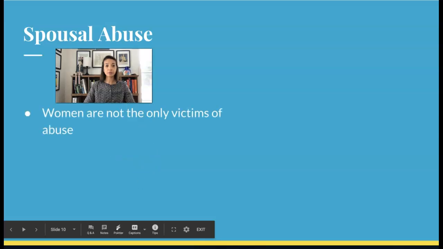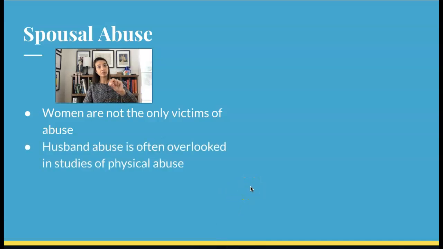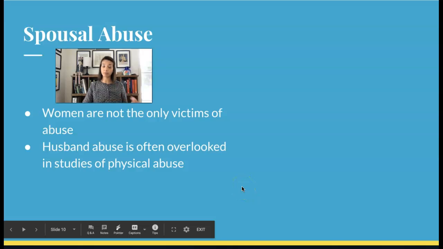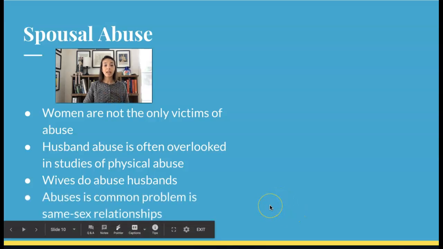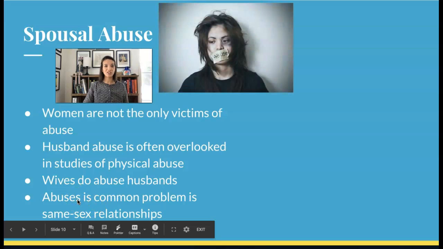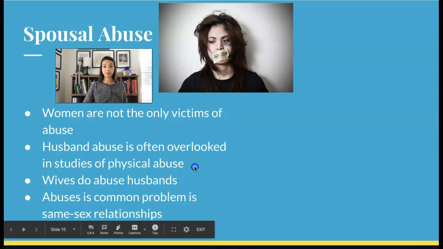Okay, so with spousal abuse, women are not the only victims of spousal abuse. In fact, husband abuse does occur, and it's often overlooked when researchers are studying physical abuse. Wives do abuse their husbands, and there's a typo there. Abuse is a common problem in same-sex relationships. So that's one factor that we want to learn about when we're looking at family violence, that it doesn't just happen with heterosexual couples, it does happen with same-sex relationships.